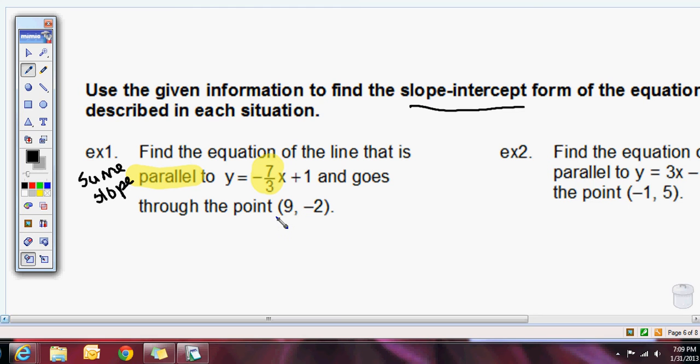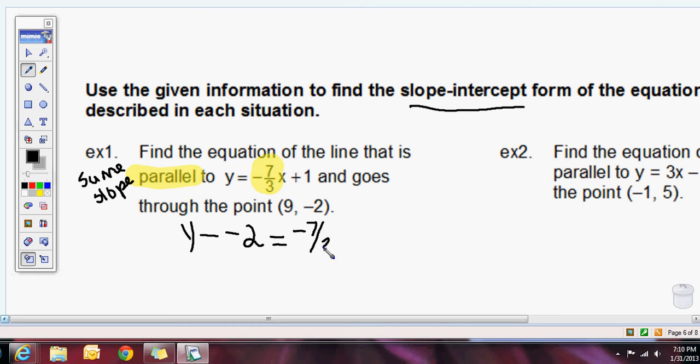So let's try to put this in point-slope form. We're going to start with y. So y minus, what's our y? Well, here's our y. This is the point we want it to go through. So y minus negative 2 equals, the slope of the line is going to be just like this one because this has to be parallel to it. So I'm going to have, let me erase this guy. So we're going to have y minus, my slope is negative 7 over 3, x minus 9, because that's our x.